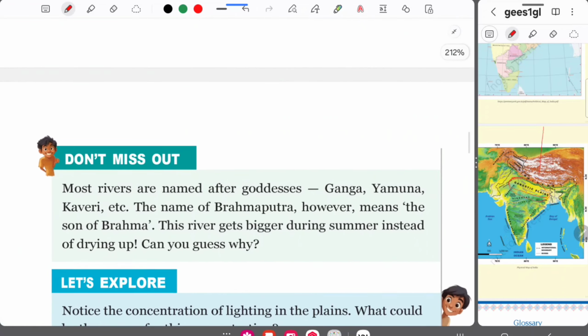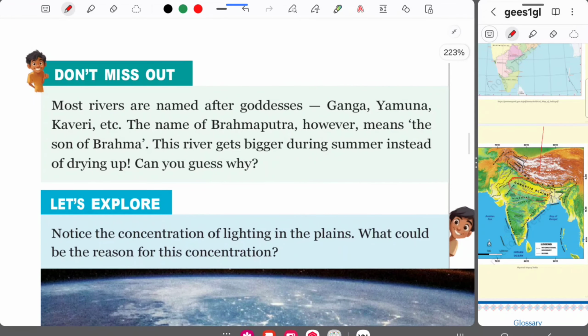So let us see one, don't miss out. Most rivers are named after goddesses. See, often here river names are after goddesses like Ganga, Yamuna, Kaveri, isn't it. So the name Brahmaputra, however, means the son of Brahma. See, the name Brahmaputra is not named after goddesses. It is named after Brahma's son. Brahmaputra, Putra means son, son of Brahma.